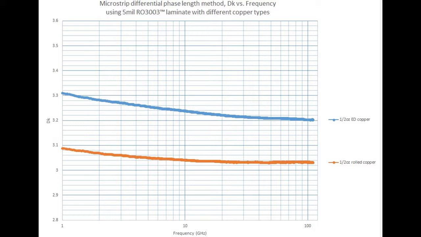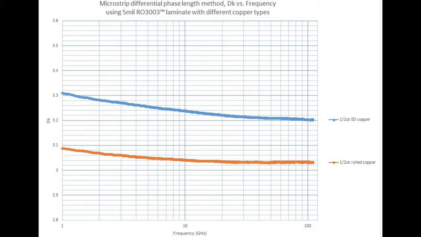What that tells you is that even though this is a thin circuit, the copper is so smooth that it's really not slowing the phase velocity much, so the circuit is reporting nearly the intrinsic value of the dielectric constant of the material. The Rogers RO3003 material has an intrinsic dielectric constant value of 3.0, and the very smooth rolled copper reports nearly that number.